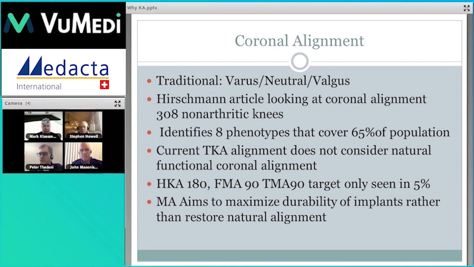The current total knee alignment does not consider the natural functional coronal alignment. For example, an HKA, a hip-knee-ankle angle of 180, with a femoral mechanical angle of 90 and a tibial mechanical angle of 90, which is our target, is only seen in 5% of the population of those that they looked at. So mechanical alignment aims to maximize durability of implants rather than restore the natural alignment, and I think that has traditionally been what we have seen.